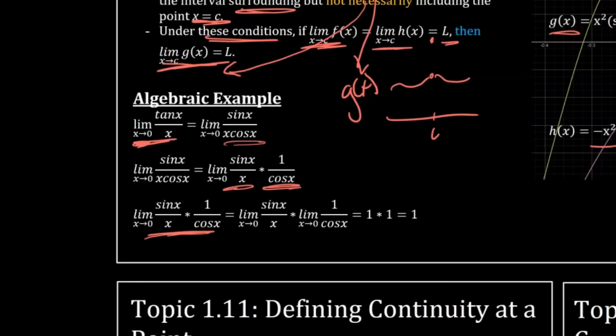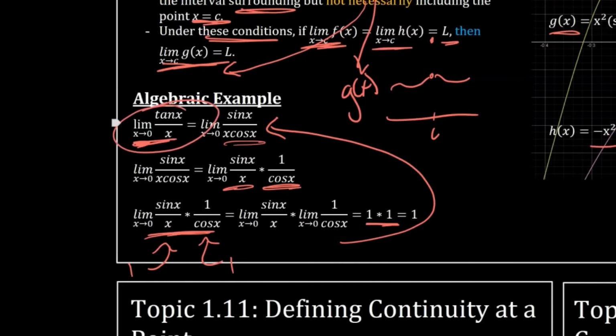Okay, so this value here as x approaches 0, and this value here as x approaches 0, they're both going to be equal to 1. Therefore, because both of these are equal to 1, we can just multiply. But we can also use the squeeze theorem. If this top function and this bottom function are both equal to 1, then this one also must be equal to 1 by the squeeze theorem.